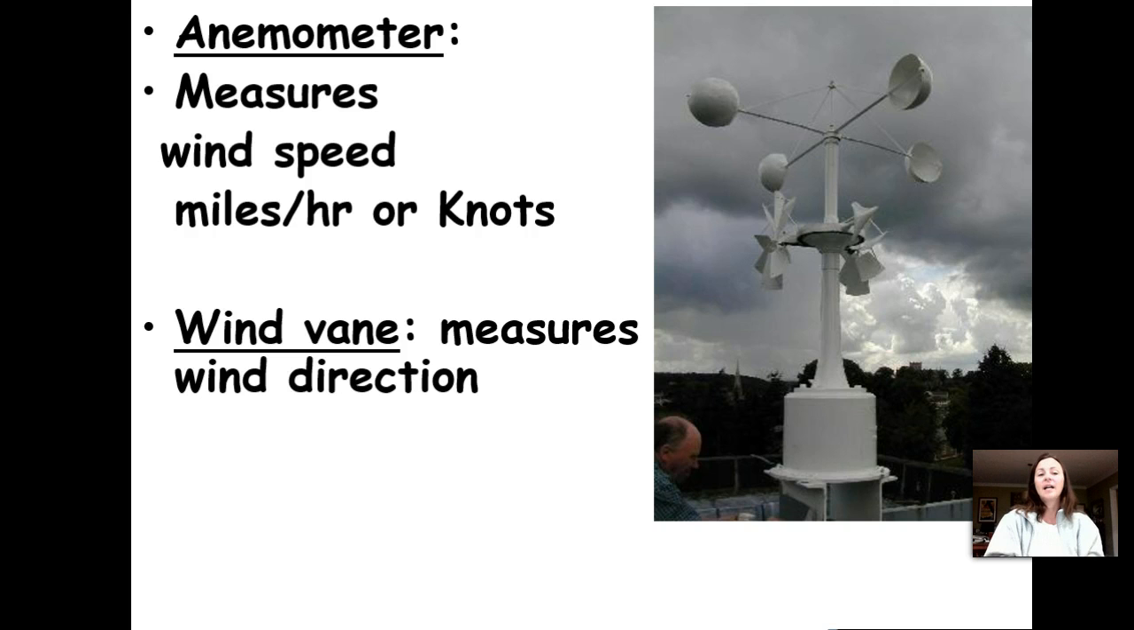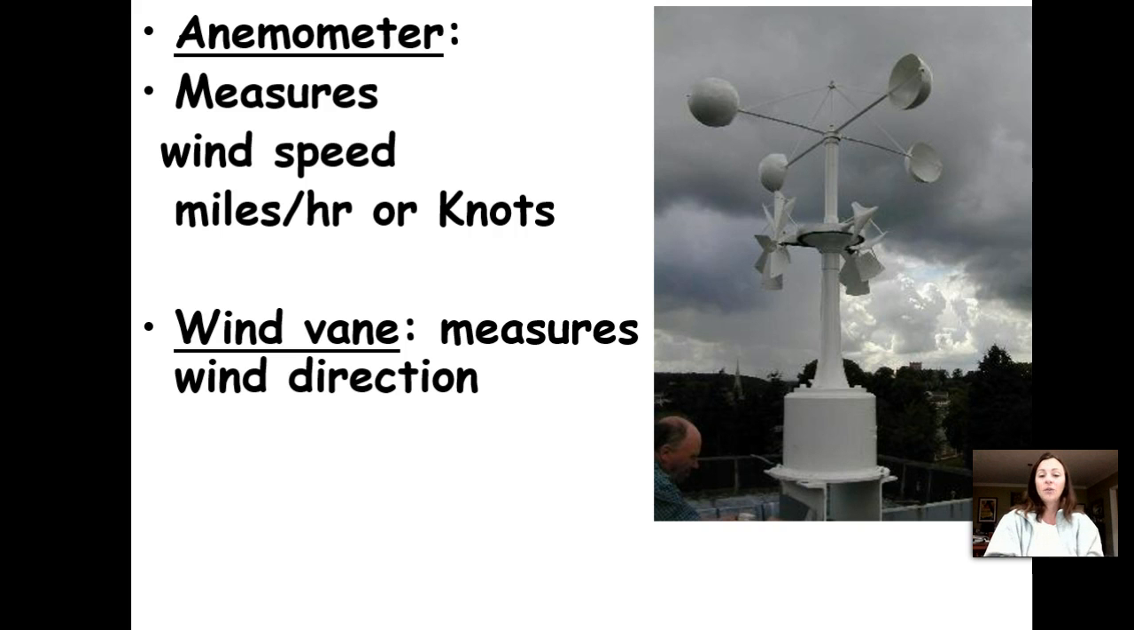This is what we call an anemometer. An anemometer is the instrument that measures wind speed. It measures it in miles per hour, or it measures it in knots. Now you are responsible for remembering this, even though it's a tongue twister. You do need to know this instrument.